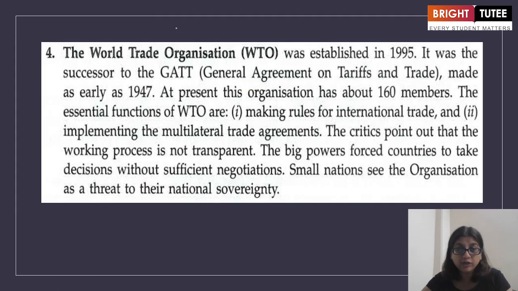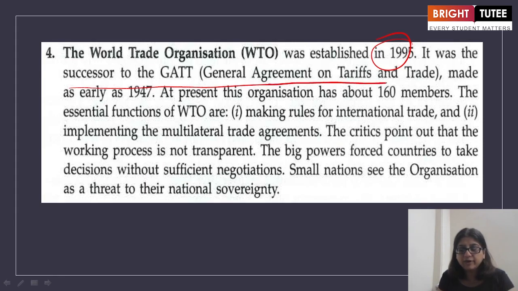World Trade Organization: it was established in the year 1995, and it was the successor of GATT, that is, the General Agreement on Tariffs and Trade, which was made as early as 1947. At present this organization has about 160 members, and its essential functions are making rules for international trade and implementing the multilateral trade agreements.